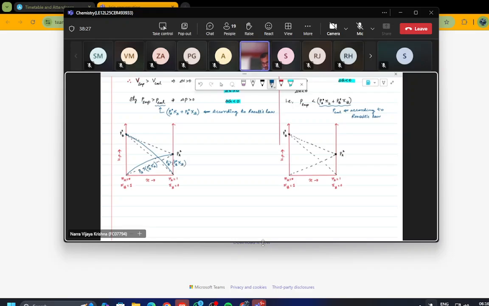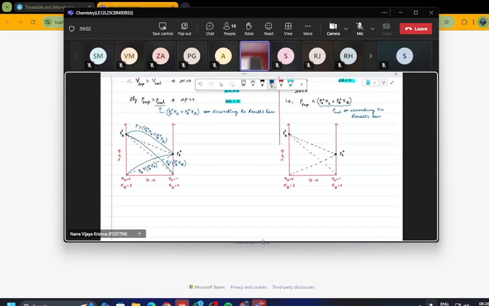Then what about this total? This total also becomes greater than both. Then what is this? P experimental is greater than, instead of P calculated, can I write PA naught XA plus PB naught XB? Accepted? Acceptable or not? Yes.